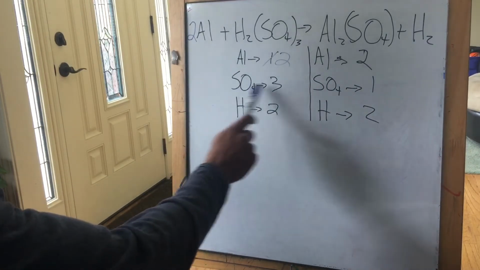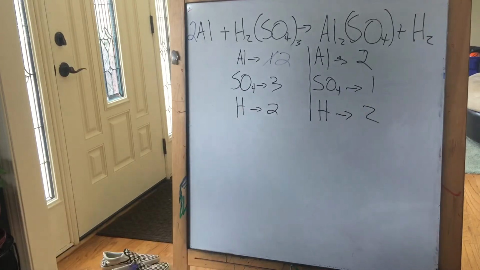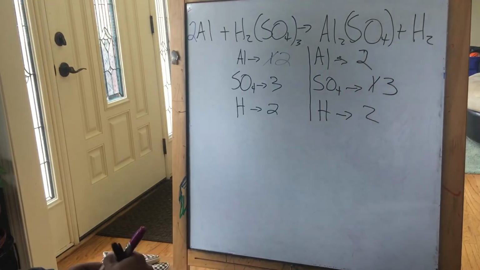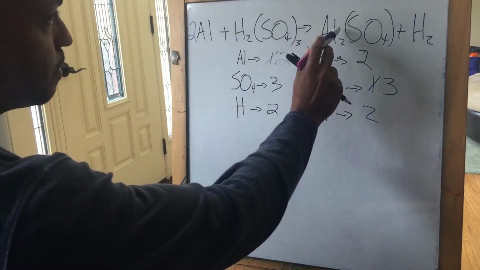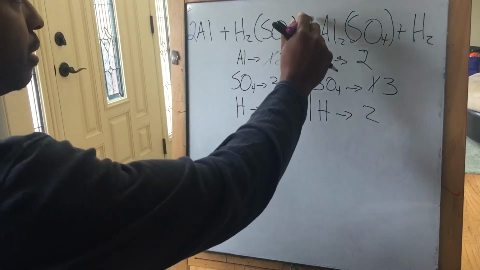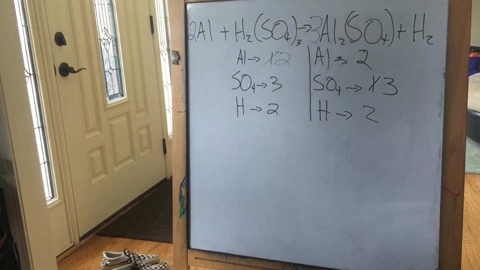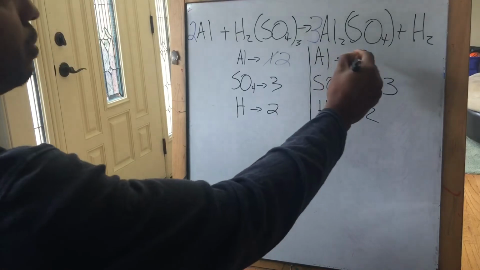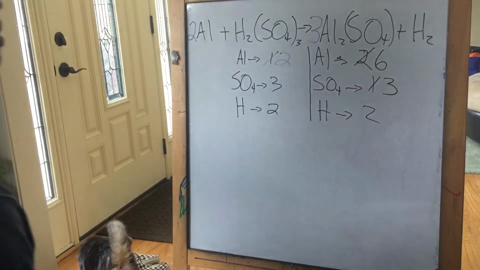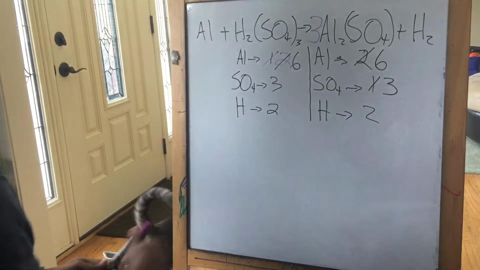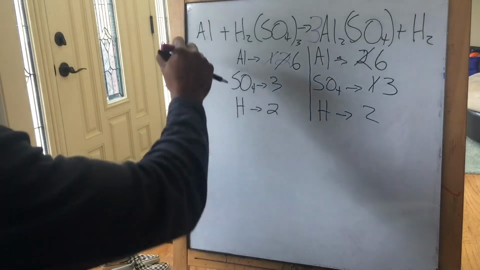Now we need to address the sulfate. We have 3 on the reactant side, 1 on the product side. So that means we need to change this to 3 and add a coefficient of 3, not in front of the sulfate, because now it's part of a compound. We need to put it in front of the aluminum. So we no longer have 2 aluminums on the reactant side. We have 3 times 2, which is 6. So we can easily change this to 6 by adding a 6 as a coefficient in front of aluminum on the reactant side.